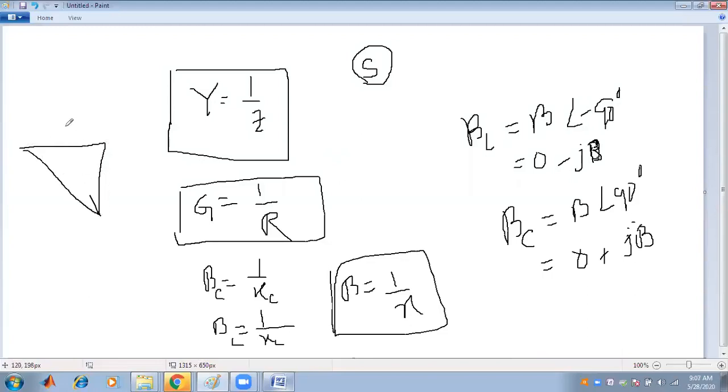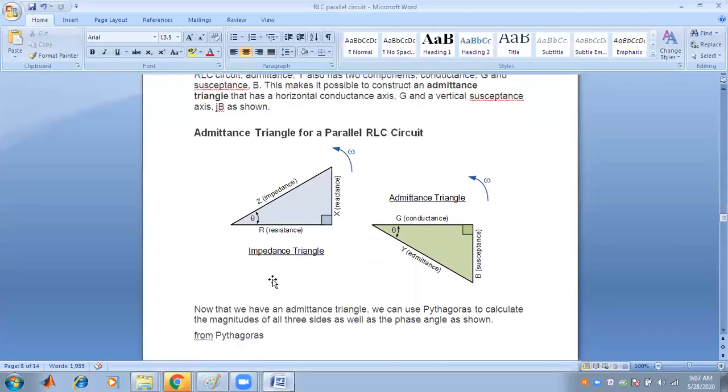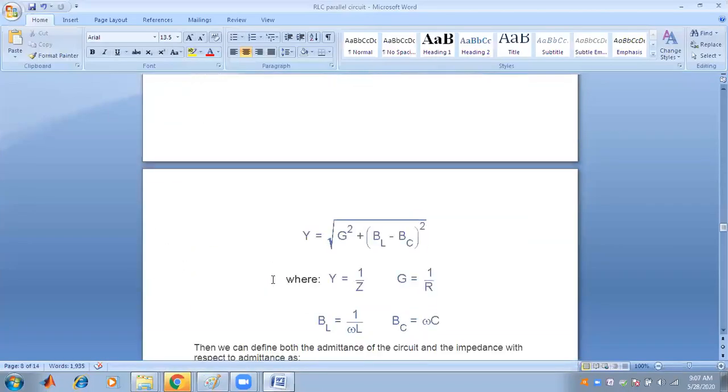So the admittance triangle can be written as the conductance G, the admittance Y, and the susceptance B. So the admittance triangle and impedance triangle are known to us.